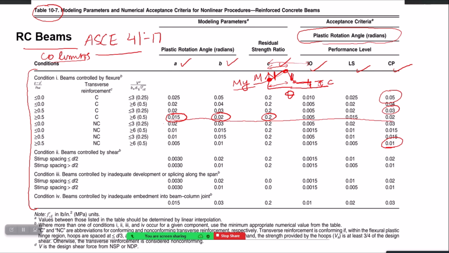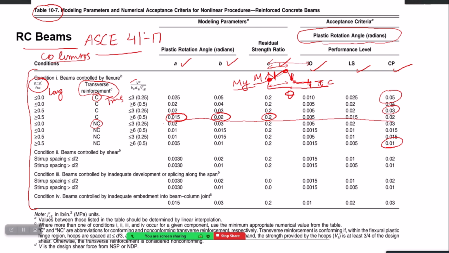Just a quick overview of what inputs are required to use that table. You require the information about your reinforcement, rho value, and rho prime is the top and bottom reinforcements. You need the information about transverse reinforcement. This is longitudinal steel, this is transverse steel, whether it is conforming or non-conforming, and at the bottom it mentions how to check whether the transverse reinforcement is conforming or not.